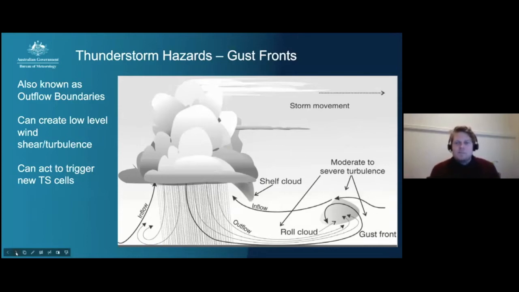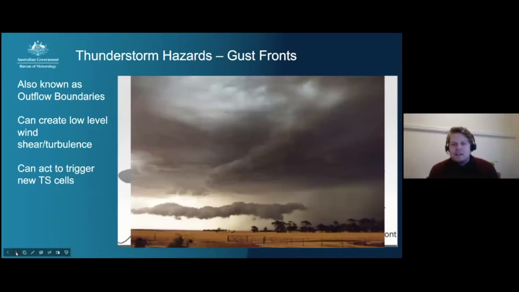If you click again, Gina, you might have seen this in a thunderstorm before. You've got this lower area of cloud that looks like its own little roll of cloud, and that's commonly caused by that gust front that can then travel out from the thunderstorm.